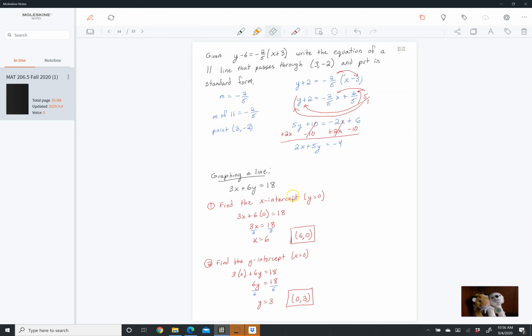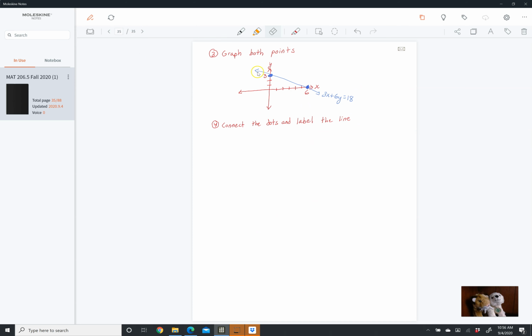You just find the x-intercept by plugging in y equals 0. Make sure that when you're done, you actually write it as a point so that you don't make a careless mistake. Then you're going to find the y-intercept by plugging in x equals 0, and you just solve for y. Okay. Plot your points. So put them on the graph, (6, 0) and (0, 3). Connect your dots, and then label the line, and you're done. Okay. So you're using the intercepts. That's one way to do it, okay?